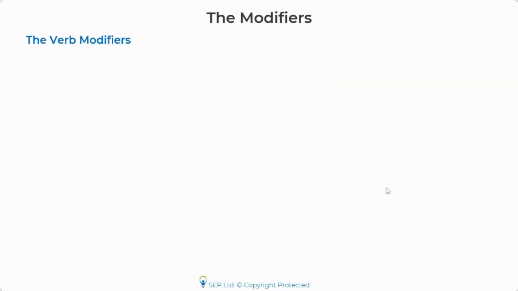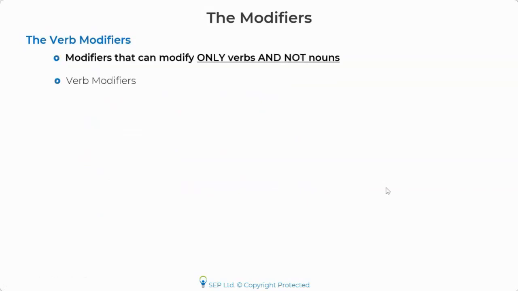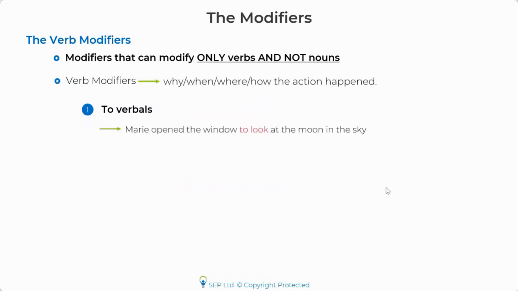Then you have the verb modifiers. These modifiers modify only verbs, and these are very few in number, you know. For example, these verb modifiers tell us about why the action happened, when it happened, where it happened, how it happened, to what degree it happened, and so on and so forth. All right. You have the TO2 verbals. All right. They modify verbs. They tell you the intention or the purpose behind verbs.